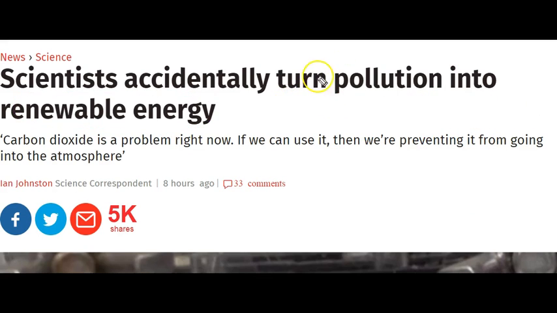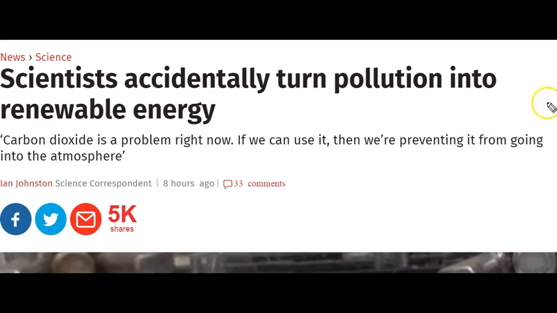Recently, scientists accidentally turned pollution, that is carbon dioxide, into renewable energy, that is ethanol. Now you can understand the impact of carbon dioxide pollution. Because of our various activities, carbon dioxide, a greenhouse gas, is released into the atmosphere. Because of the greenhouse effect, Earth is facing climate change, or simply you can say global warming.